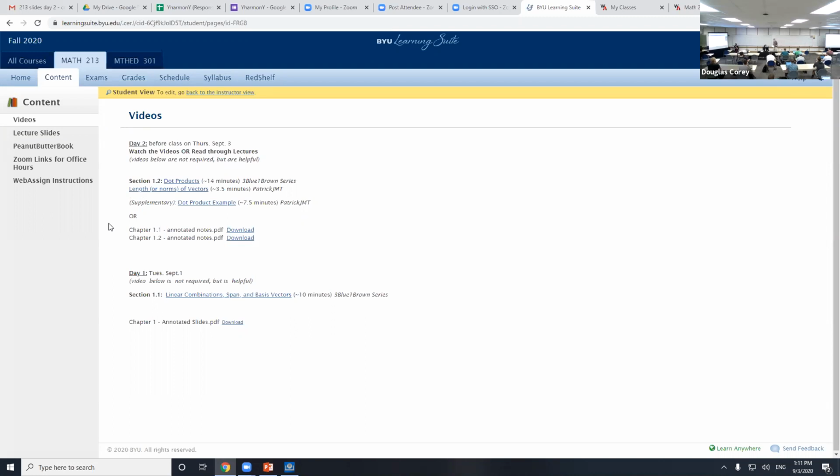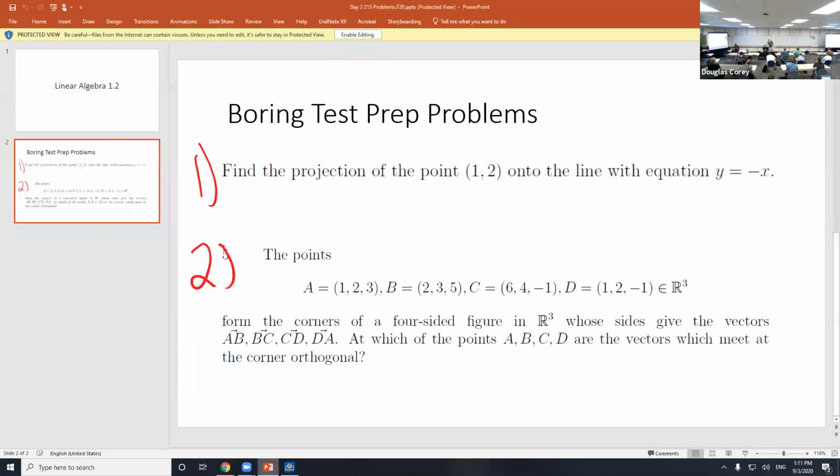Do you want to pull up the slides? If I'm talking about stuff you already know either from the videos or the reading that you've done, you can start working on a couple of these. These are problems from a midterm a semester or two ago, so you can start working on these to challenge yourself.